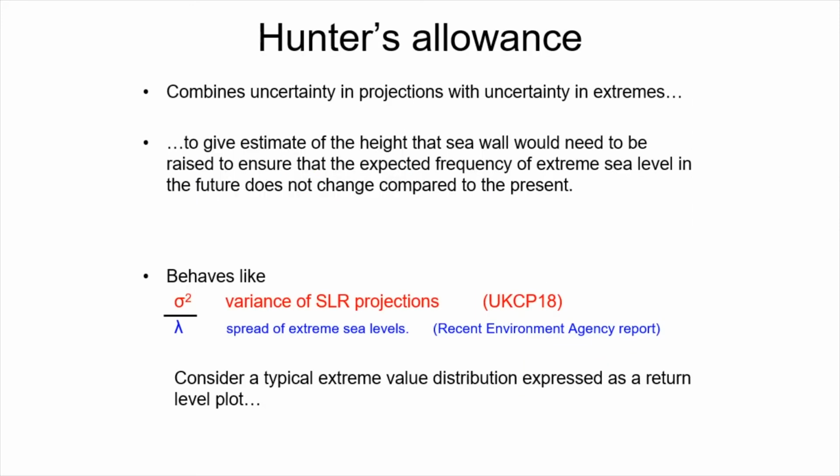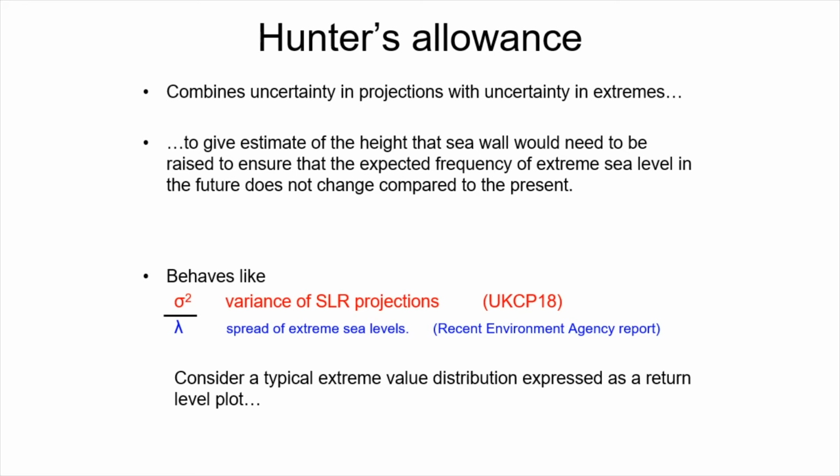Hunter's allowance combines these two sources of uncertainty: the uncertainty in the mean sea level rise projections and the uncertainty which is inherent in the annual maximum sea level. Hunter's allowance behaves a bit like the variance of the sea level rise projections divided by the spread of the extremes. I'll describe how it comes about now.